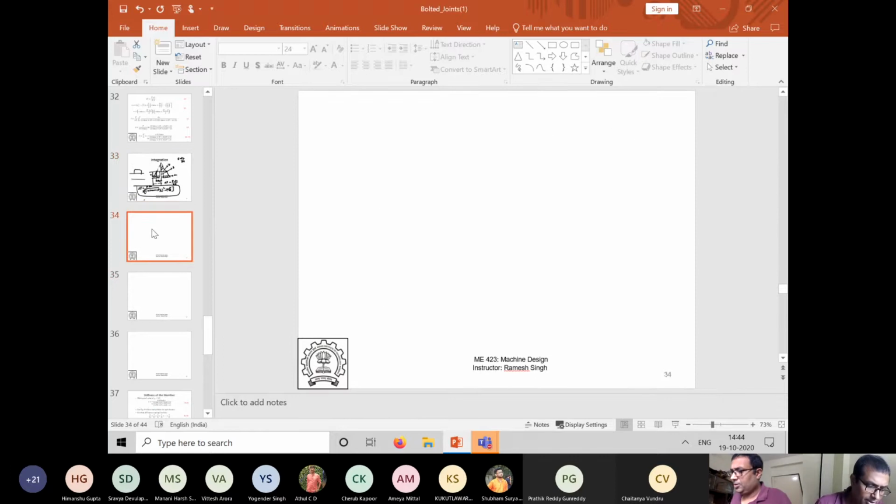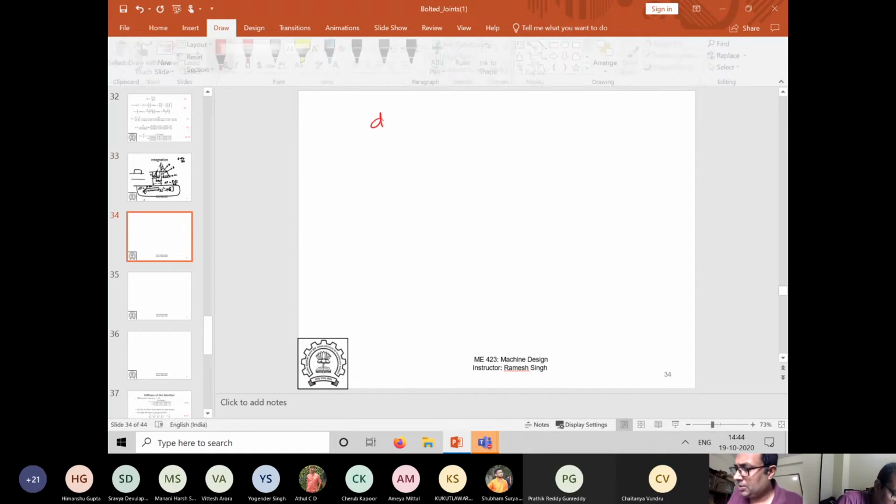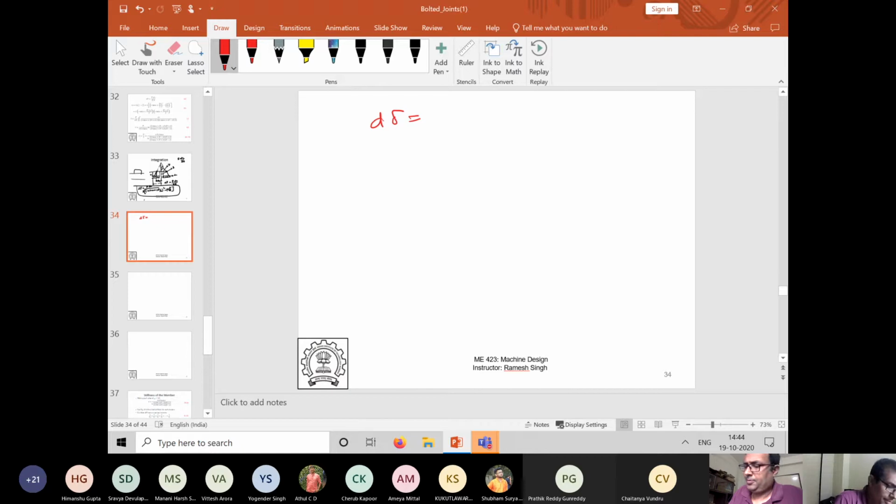Let me just write this out. d delta is equal to P dx over A, where A is pi times the outer radius, which is nothing but x tan alpha plus d by 2 whole square, minus d by 2 whole square. So this is what we get: P by, and then there should be another thing here, which is E. This is A, this is dx.